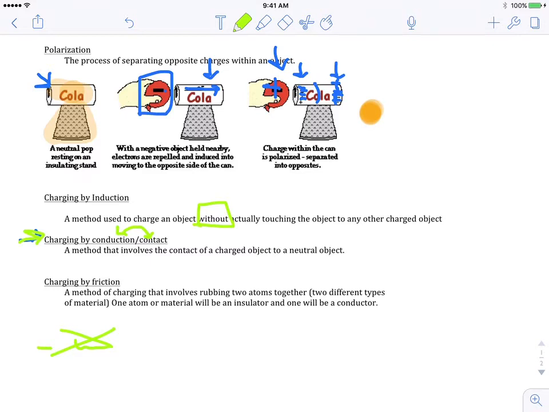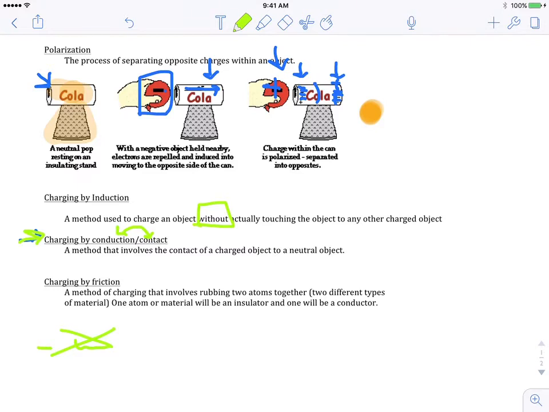Okay, charging by friction. This one's also very easy to remember. It's just you're rubbing two atoms together. Now the thing is that these atoms that you're rubbing together are going to be opposite types of atoms or opposite types of material. One is going to be an insulator and one is going to be a conductor, because what you're trying to do is charge those objects. And the only way you can do that is if you rub an insulator and a conductor.